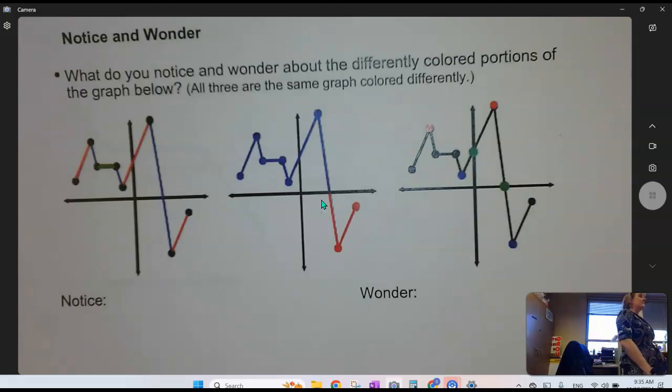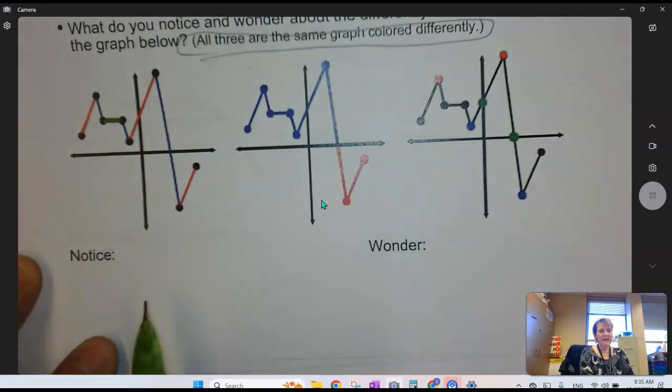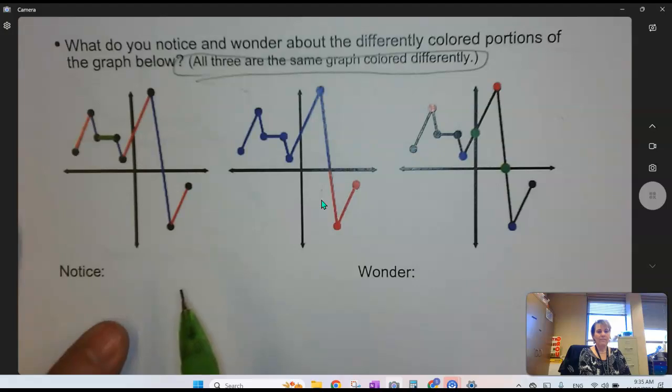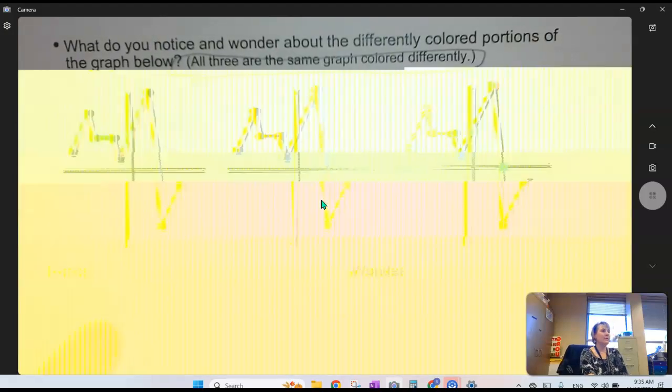Actually, maybe that was something that somebody noticed. Is that something that somebody noticed? Okay, great. Got a couple of people that said that. Okay. So the graphs are the same. They actually said this up here. Same graph, different colors. And then anything else? Raise your hand if you have something else that you noticed.